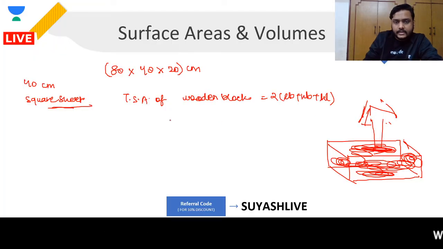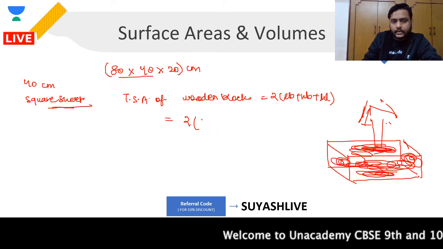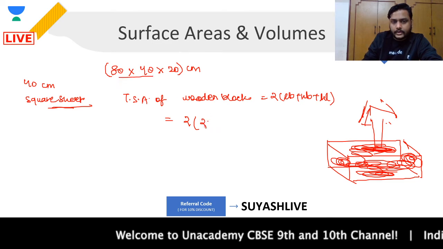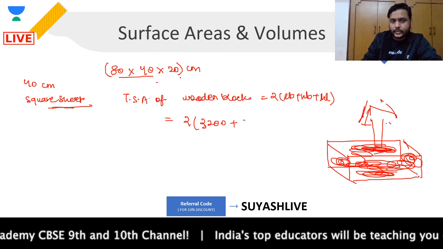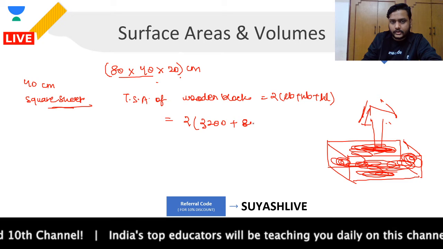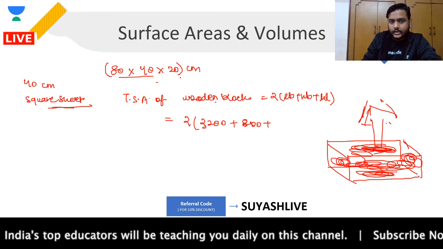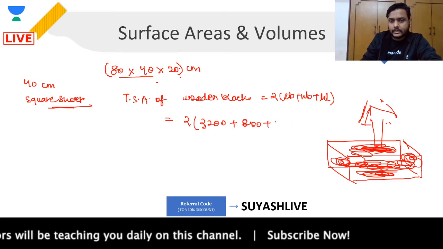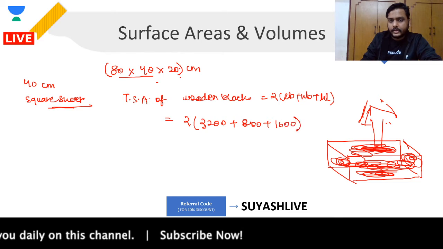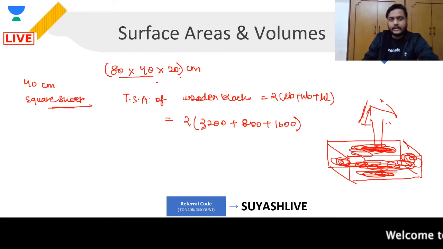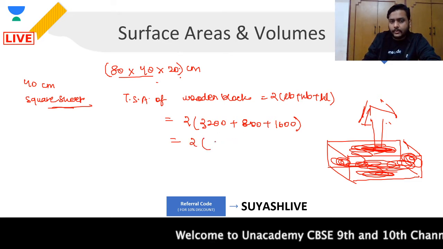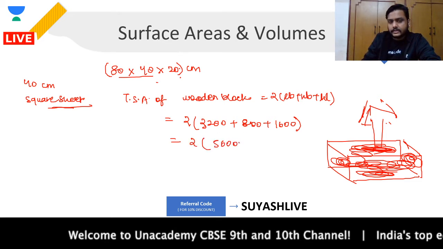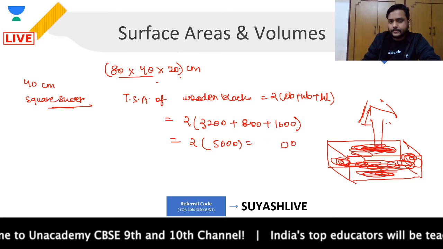So I can simply say that this total surface area will be 2 times of 80 into 40. That will be 2, 8 4s are 32, 3200, plus 4 into 2, 4 2s are 8, 800. Then you have plus 20 into 80, that is nothing but 1600. Are you clear? This is going to be the total surface area, and this total surface area will be 2 times of, you can simply add them, 4000, 5600.